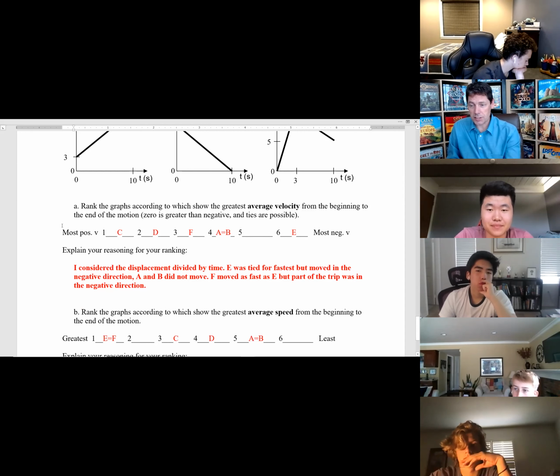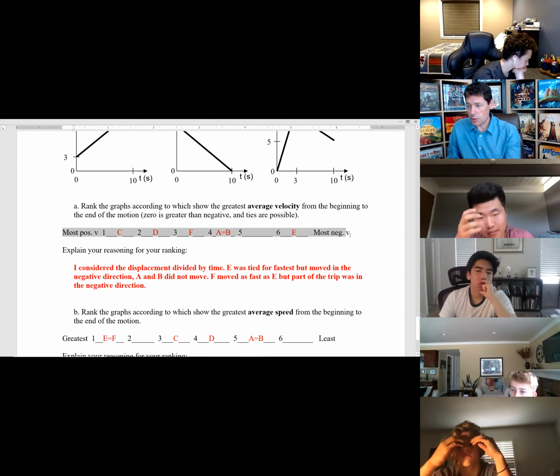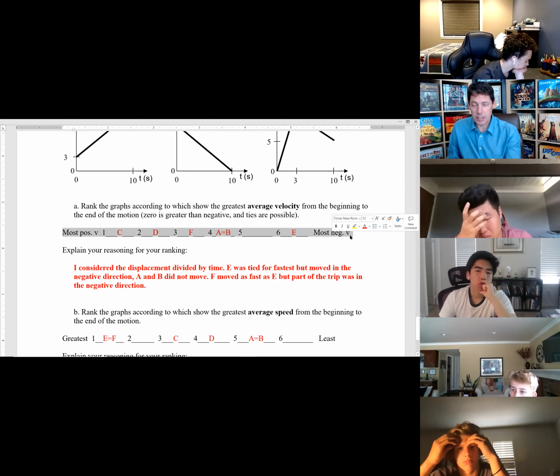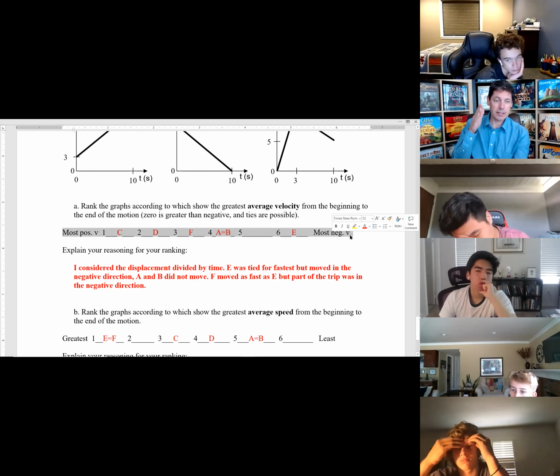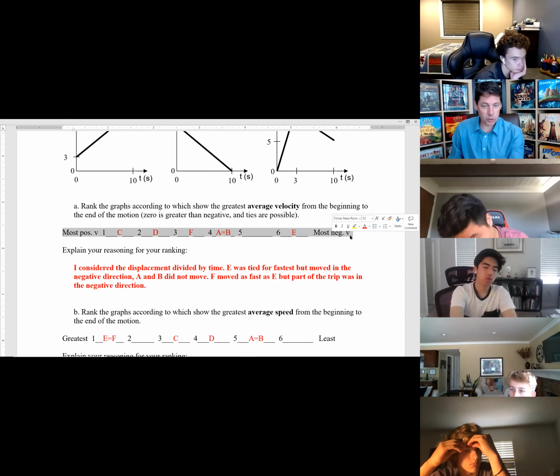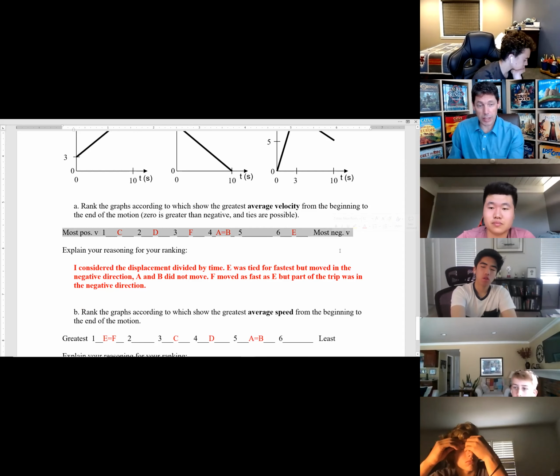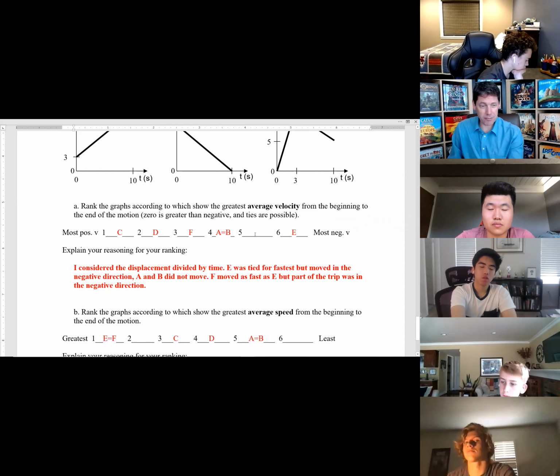Just so you're aware, when they ask you for ranking, they don't usually give you blanks like this to fill in. You actually have to put like C is greater than D is greater than F, using greater than and less than signs, or you write it in words. So don't worry about whether you should skip blank 5 or anything like that. That's not really going to show up when they give a test.